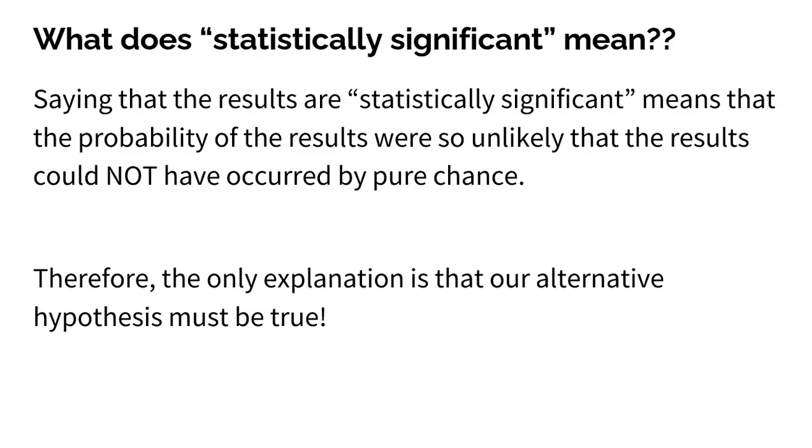All right, so what does statistically significant mean, by the way? This could probably be its own tip on its own, or its own trick on its own here. Saying that the results are statistically significant means that the probability of the results were so unlikely that the results could not have occurred by chance. This is why statistically significant occurs when your p-value is very, very low, less than your level of significance, whether you're using 5 or 1%.